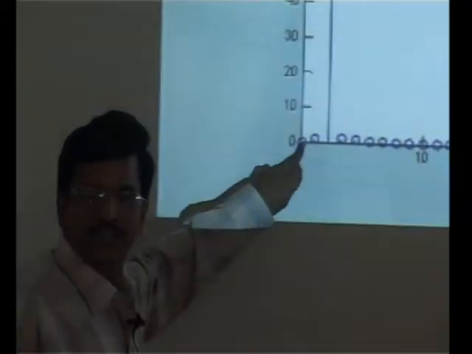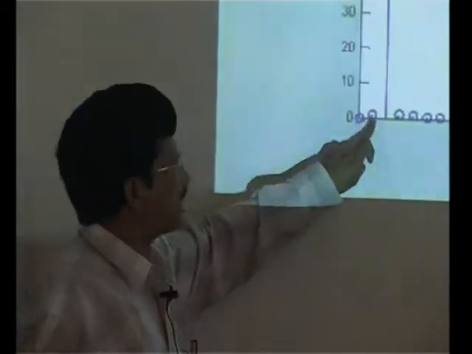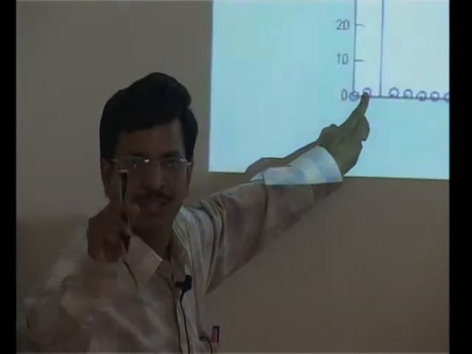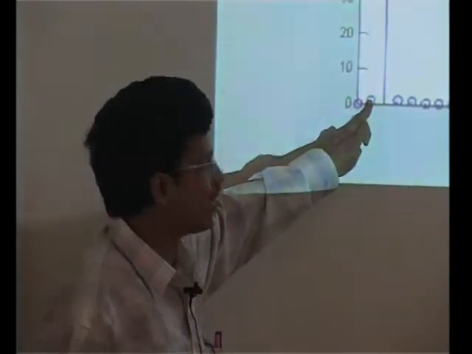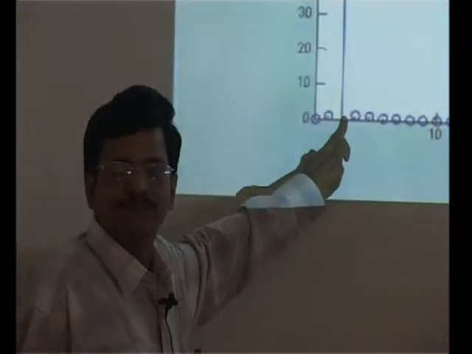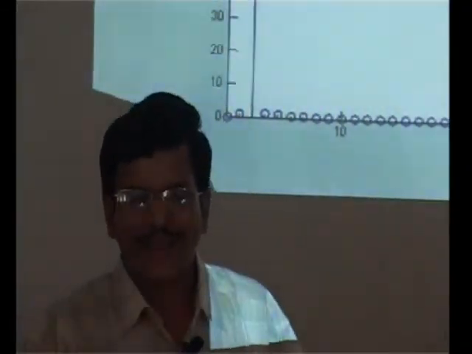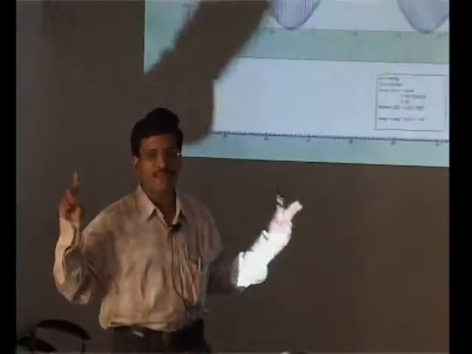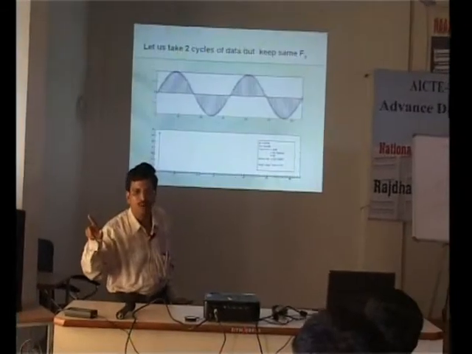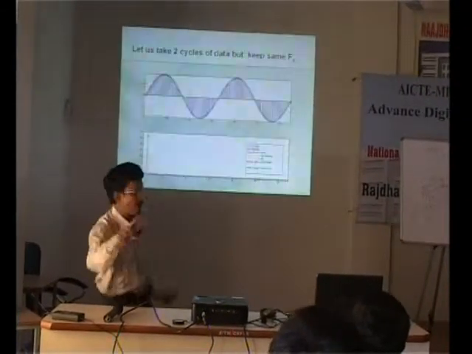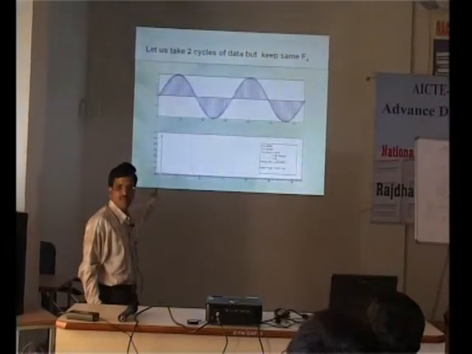This corresponds to DC, 0. This corresponds to 25 hertz because your frequency resolution is 25 hertz. This corresponds to 50. See the magnitude. What should be the magnitude factor? You are taking 128 points, so the magnitude factor is 64. 64 is equivalent to 1. Where are you getting 64?